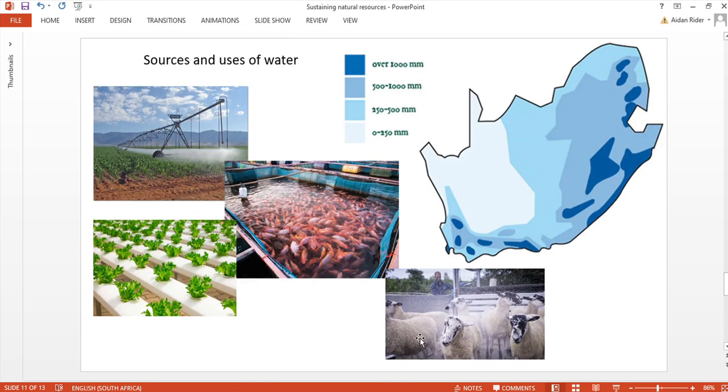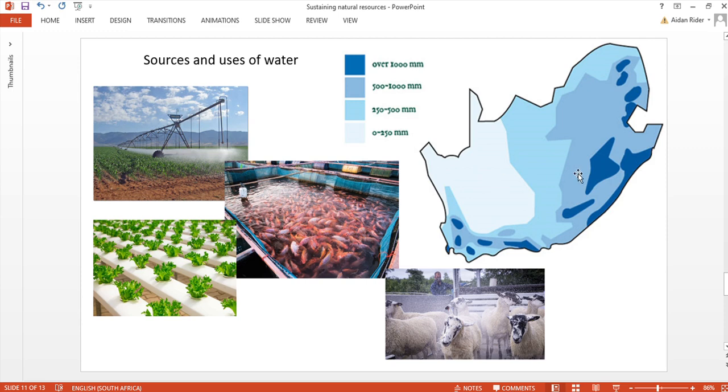Then your sources and uses of water in South Africa. Our main source of water would be rain. So you have your high rainfall areas and low rainfall areas. In the Northern Cape, there is absolutely no rainfall at all, maybe only in January. So it's a water scarce area.